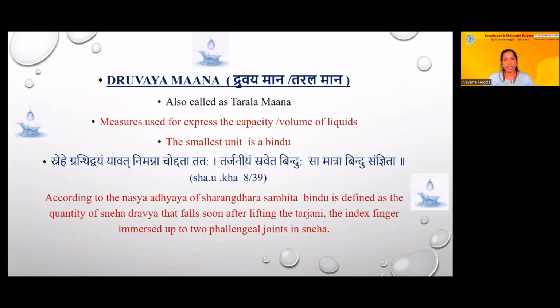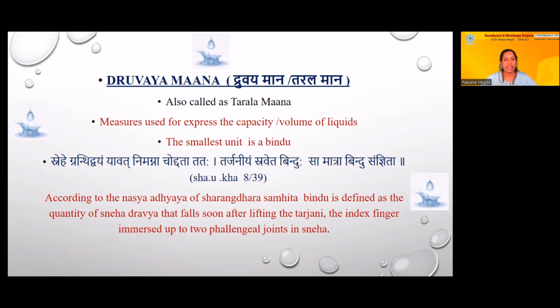Next is Druvayamana. Druvayamana is also called Saralamana. This is the measurement used to express the capacity or the volume of liquid. The smallest unit in the Druvayamana is Bindu. What is Bindu then? For that, Sharangadhara has given a reference in the Nasya Adhyaya.